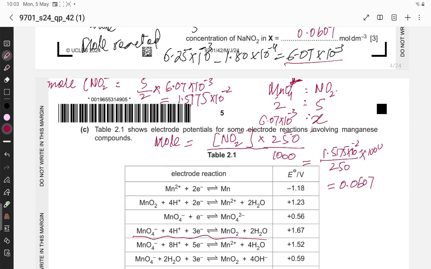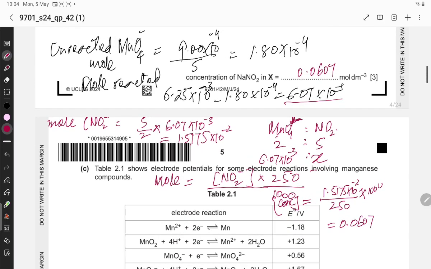Now the concentration of nitrite ion: moles is equal to concentration times 250 divided by 1000. We can use moles over volume to calculate the concentration of nitrite ion, so moles over volume times 1000. So 0.0607 is the concentration of sodium nitrite in X.